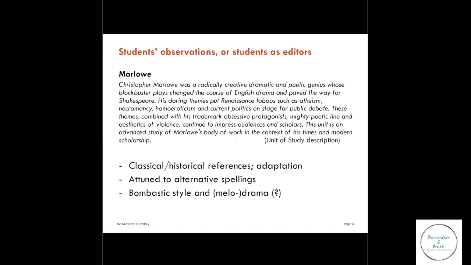But doing this editorial work still allowed them to think about things like individual style. They could identify a Marlovian trope or expression according to what they understood to be his style. They were particularly attuned to alternative spellings, to his more bombastic and melodramatic phrasing, and also really interested in the way that he uses classical and historical allusion. Some students also tackled with some success the fraught idea of adaptation in relation to the Aeneid. And so in this way, their conversation moved towards the rather blurry line between editing and retelling.